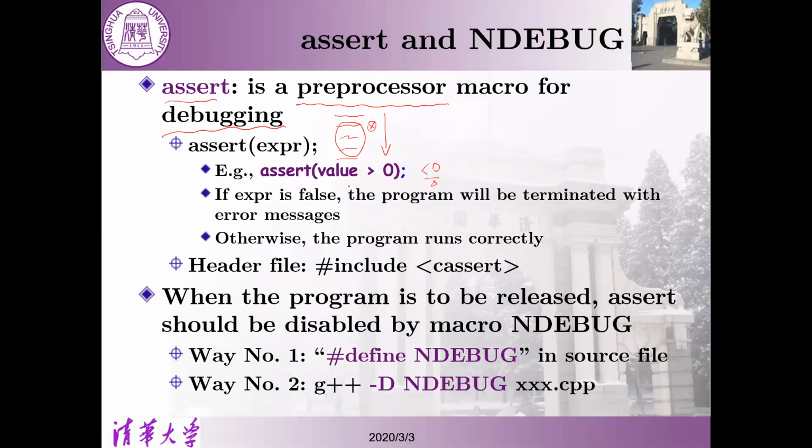So this assert will fail. If this assert fails, the program will be terminated. So in this case, we can debug our program. So this is really very helpful to debug our program.